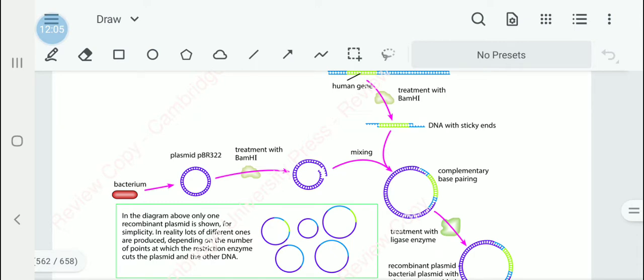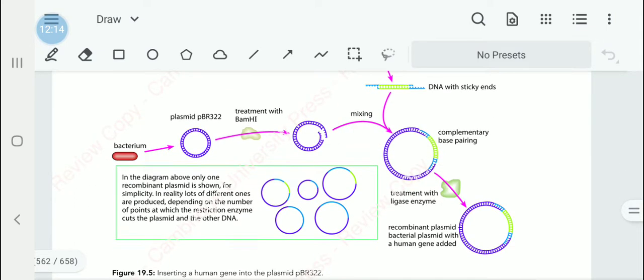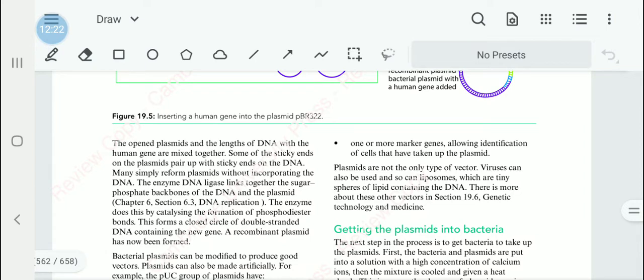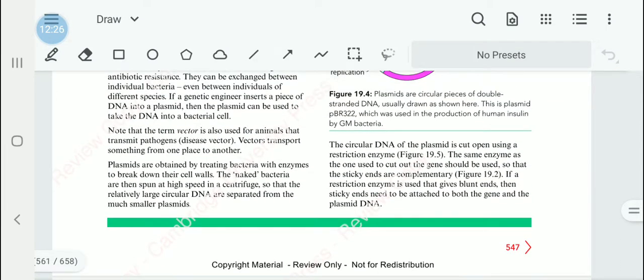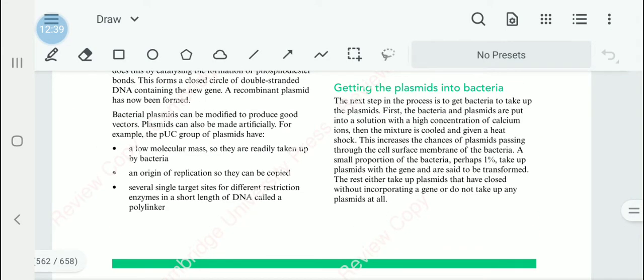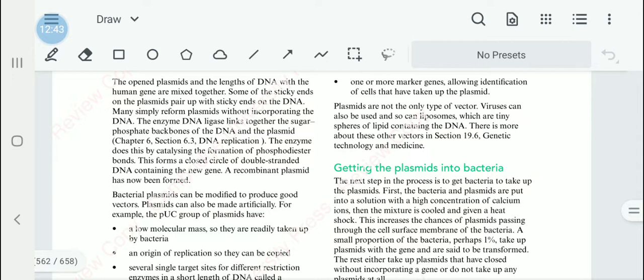Then it would be mixed and treated with ligase enzyme, which would reform the phosphate backbones of DNA by catalyzing the formation of phosphodiester bonds.